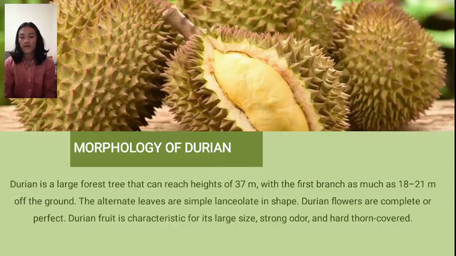Durian is a large forest tree that reaches a height of 37 meters, with the first branch at 18 to 21 meters off the ground. The alternate leaves are simple, lanceolate in shape. Durian flowers are complete or perfect. Durian fruit is characteristic for its large size, strong odor, and hard thorny cover.